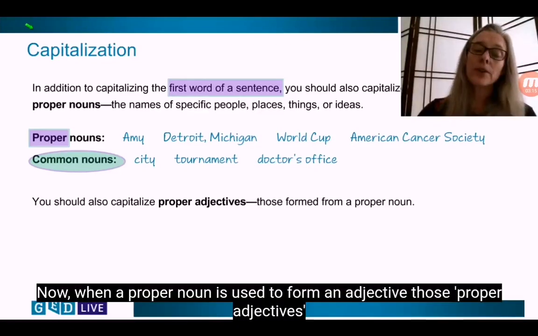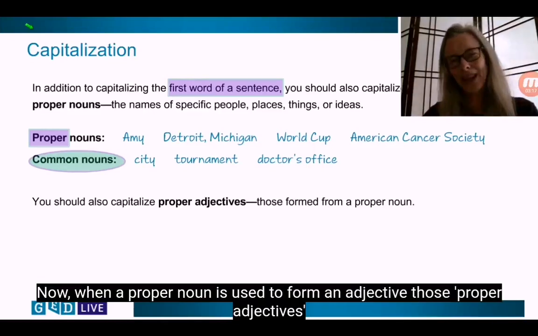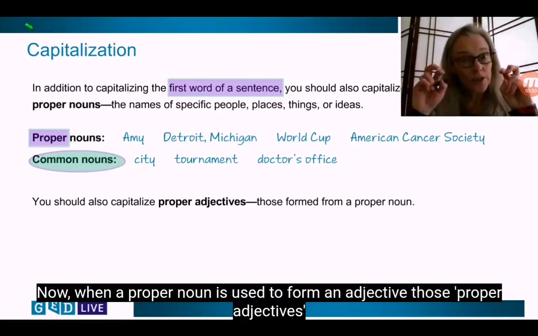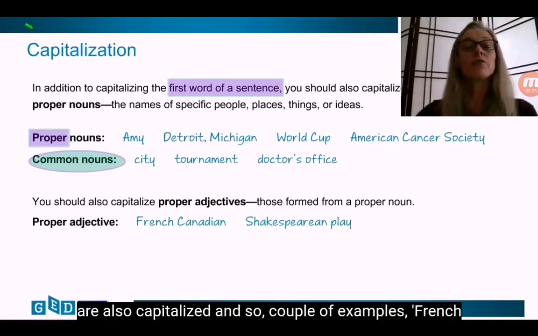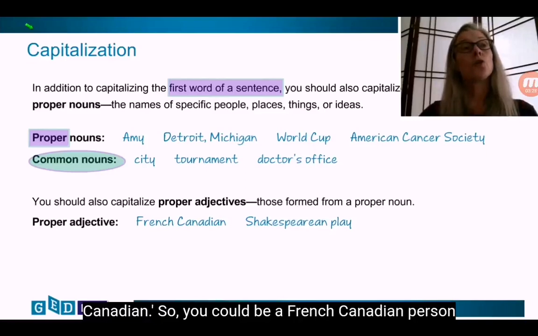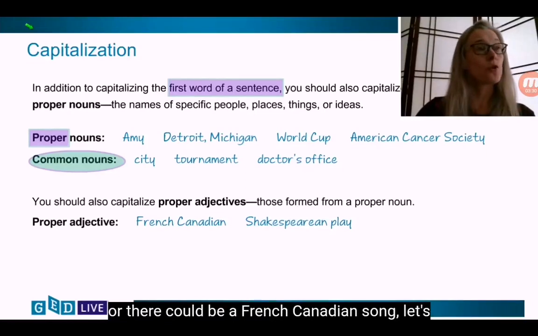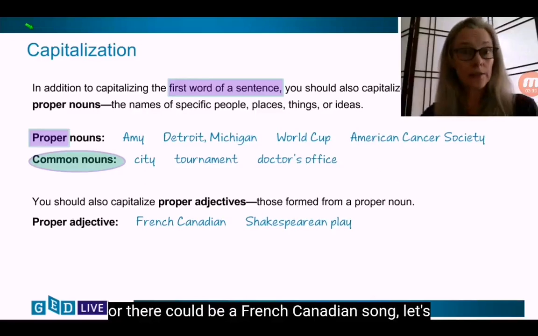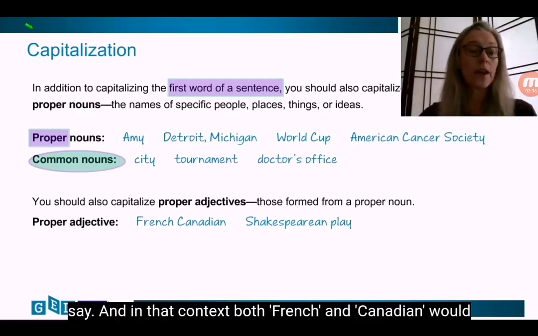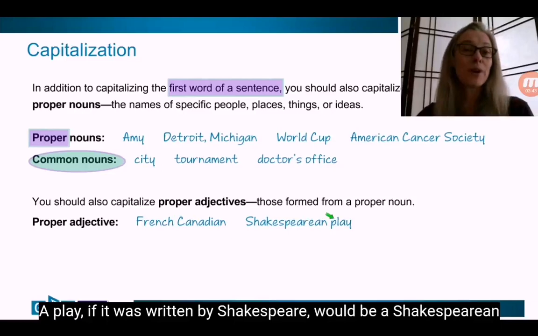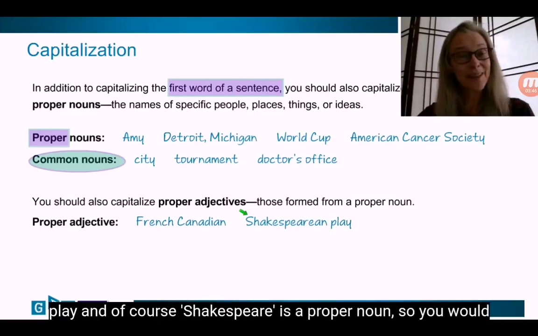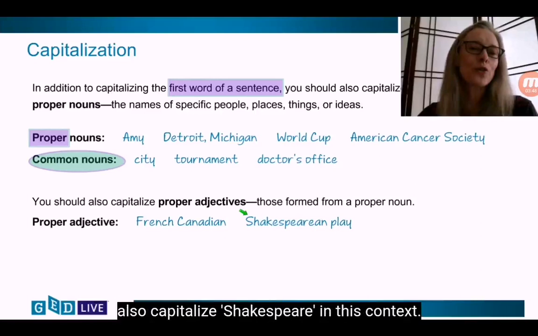Now, when a proper noun is used to form an adjective, those proper adjectives are also capitalized. And so, a couple of examples. French Canadian, right? So you could be a French Canadian person, or there could be a French Canadian song, let's say. And in that context, both French and Canadian would be capitalized because they are proper nouns. A play, if it was written by Shakespeare, would be a Shakespearean play. And of course, Shakespeare is a proper noun, so we would also capitalize Shakespeare in this context.